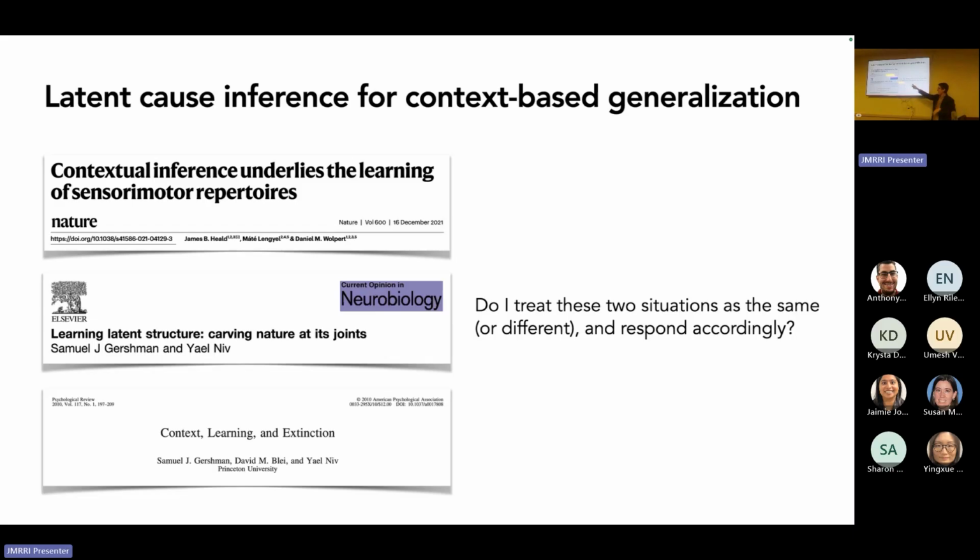Okay. Now, this work had its origins in work by Sam Gershman and Yael Niv on latent causes, but more in the conditioning context. But the question here is, how do we explain that if I think these two situations are the same, then I should respond the same? Right? If I think they're different, then I should respond differently.